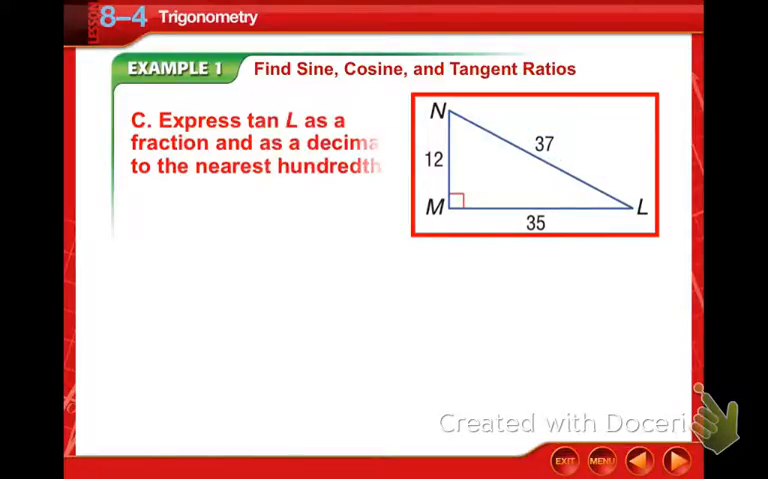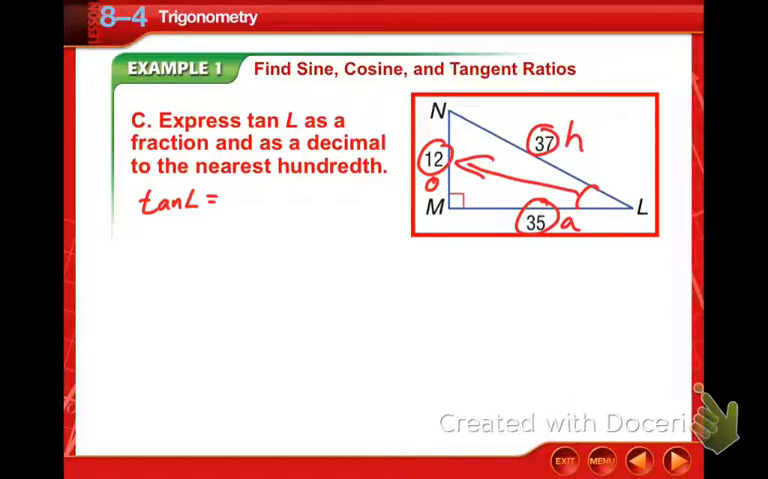Next one, tangent of L. So tangent of L is equal to, remember, opposite over adjacent. We already labeled all these. This is our opposite, the 12, not adjacent, opposite. This is our adjacent. This is our hypotenuse for angle L. Opposite, adjacent, hypotenuse. So we're going to use opposite over adjacent, the TOA part. So that's going to be 12 over 35, which comes out to be 0.34 when you round the decimal.